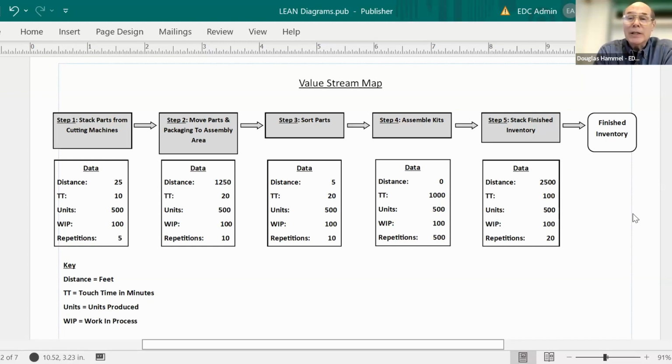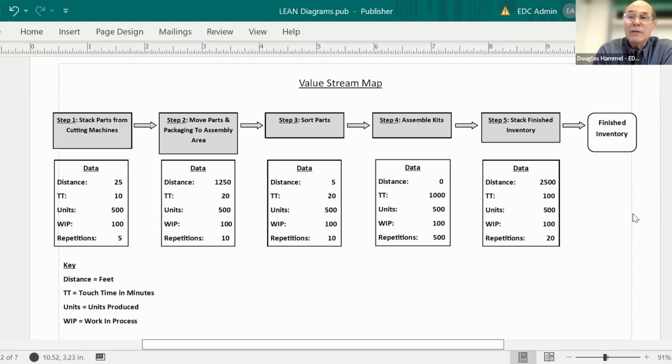Then he assembled the kits, and the distance was 0 because they're sitting at their assembly tables. The touch time was 1,000 minutes. So you can see it's about 2 minutes per unit if you're going to create 500 units out of those 1,000 minutes. The work in process is still 100, and repetitions are 500 times. Okay, so that's just putting the kits together. How many times is this step replicated?